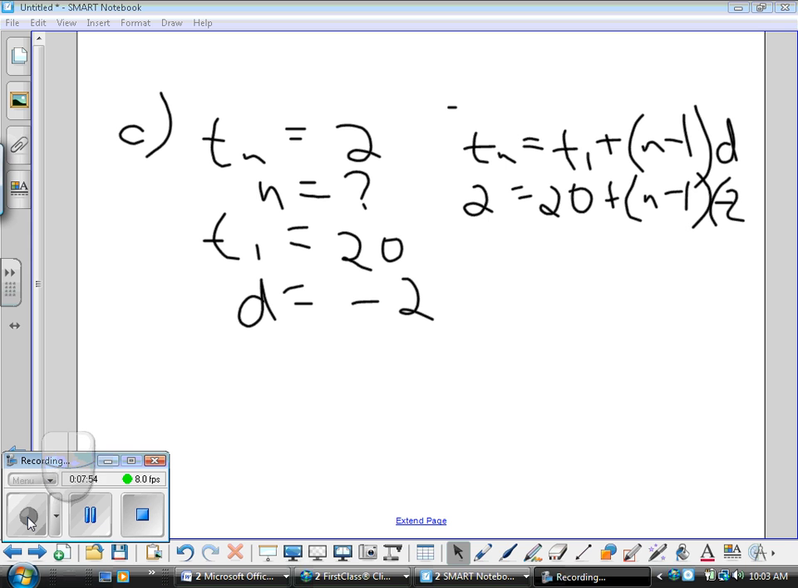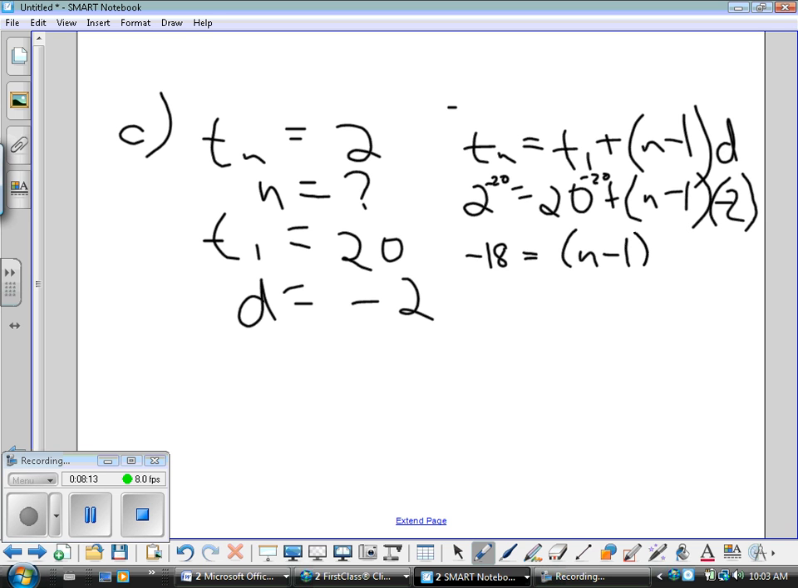I just moved that over to a new page to give us a little bit more room here. That was getting a little crowded. So I'm just going to leave the n minus 1 intact. Normally I would distribute, but I think I'll just leave it as it is. I'm going to subtract the 20 from both sides. So negative 18 is equal to n minus 1, times negative 2.